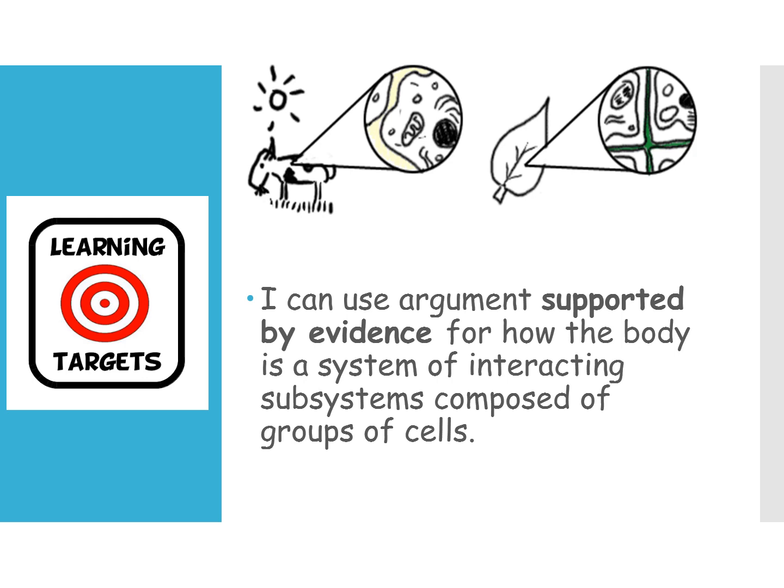The learning target for this lesson is that you can use argument supported by evidence for how the body is a system of interacting subsystems composed of groups of cells. And this is important because there's a whole bunch of vocabulary that describes how cells are grouped together. So let's begin.